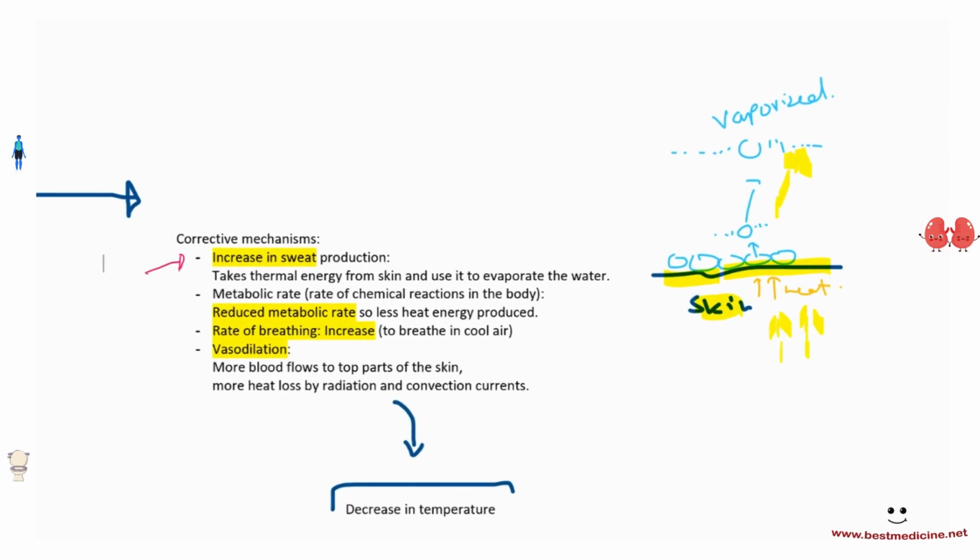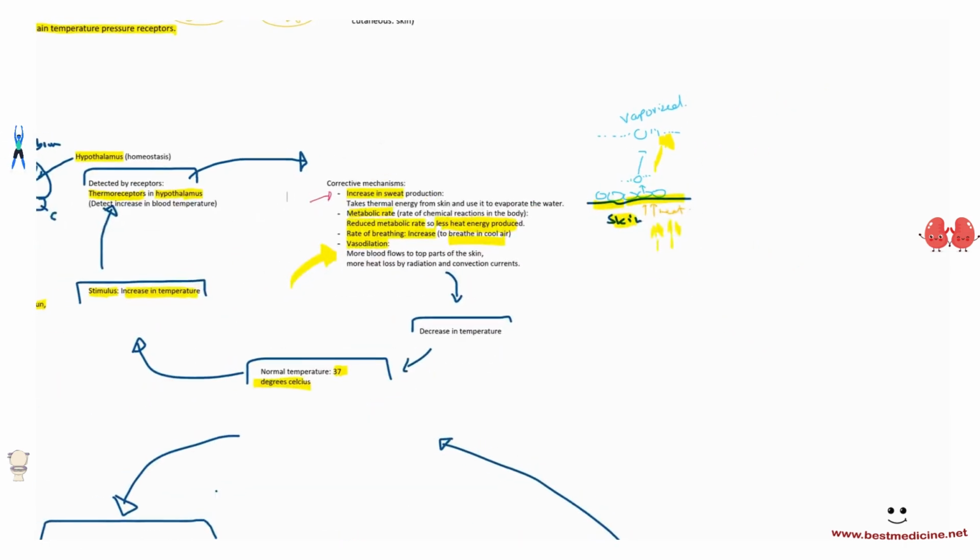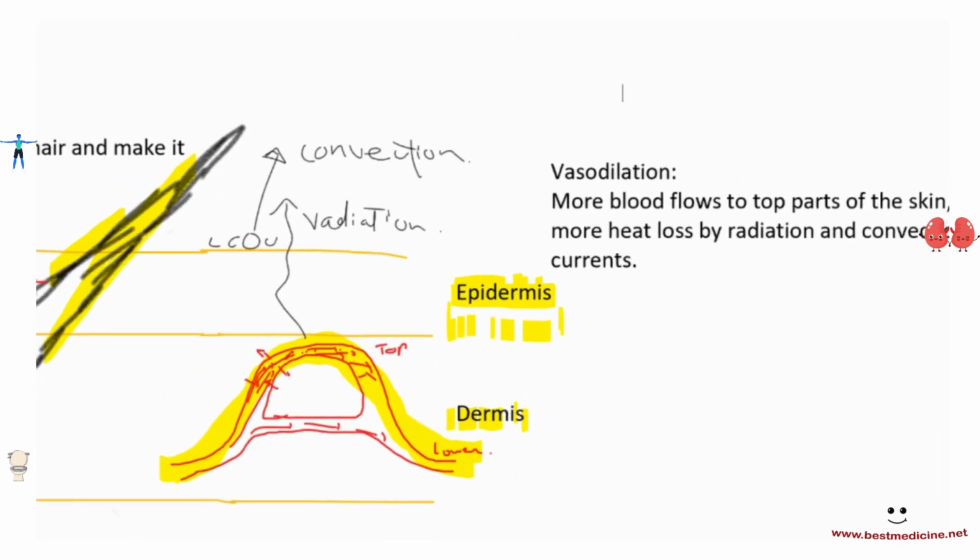The brain will also try to decrease the metabolic rate. For example, decreasing the rate of aerobic respiration so that less heat energy is produced. The rate of breathing will increase. Why? To breathe in cool air and to exhale the hot air. And something very important would occur, and that is vasodilation. Vasodilation is something that occurs in the blood vessels of the skin.